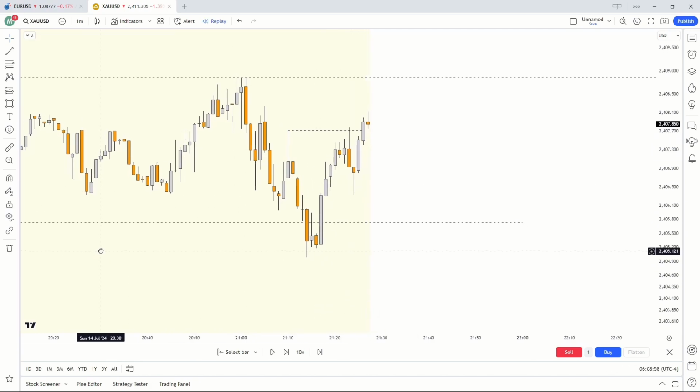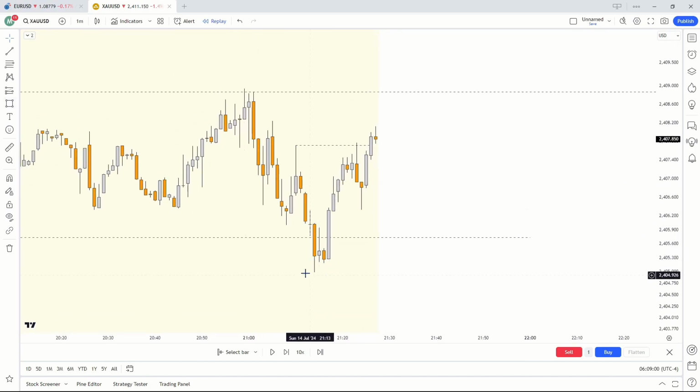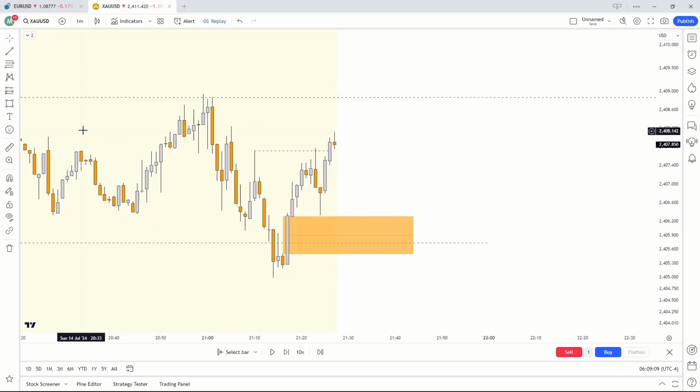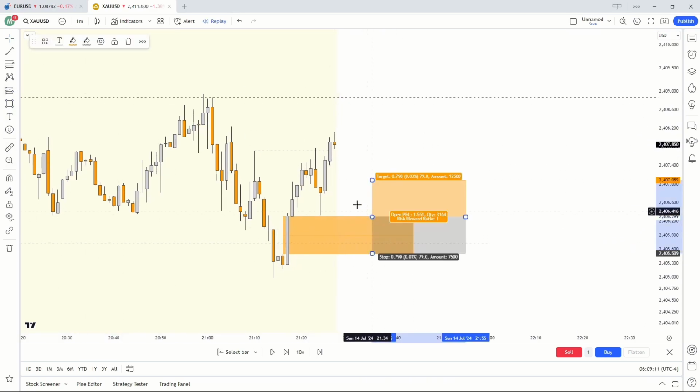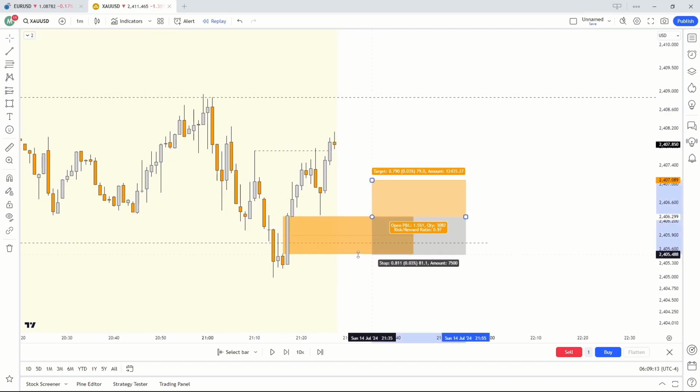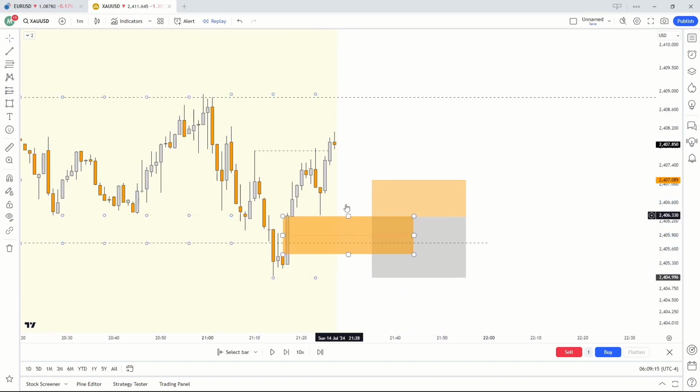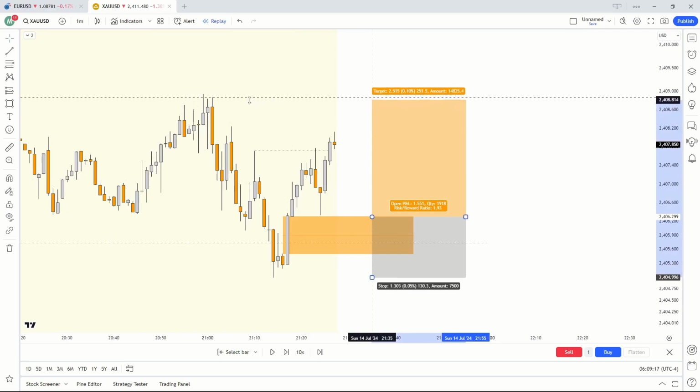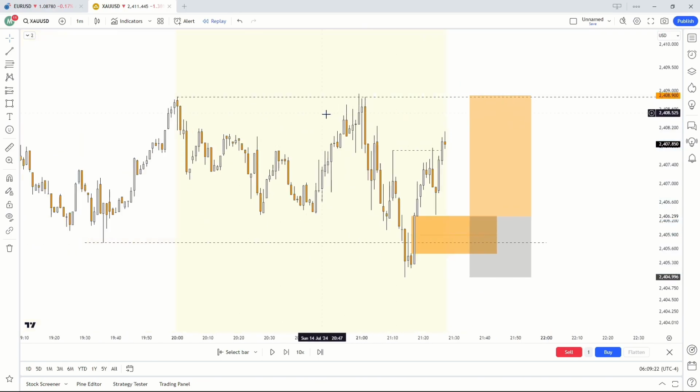So now, where do we have our fair value gap or order block entry? We have an amazing fair value gap right here, which you can enter off. So I'm going to enter off this fair value gap, strict 1 to 2, stop loss right below the swing low, and as I said, targeting 1 to 2, which just so happens to be right at our liquidity right here.